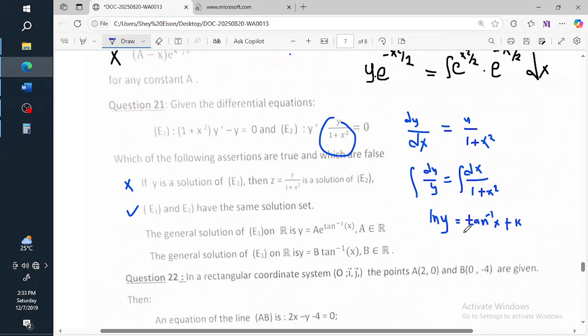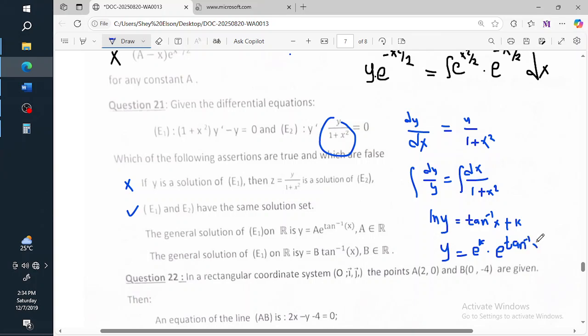Now from there, we need y. So I'll take e on both sides. So y will give me e raised to the power of everything here. I'll start with this k. So I'll have e raised to the power k, times e raised to the power tan inverse of x. Remember that it's normally e raised to the power of this plus k, but since it is e, I can separate.